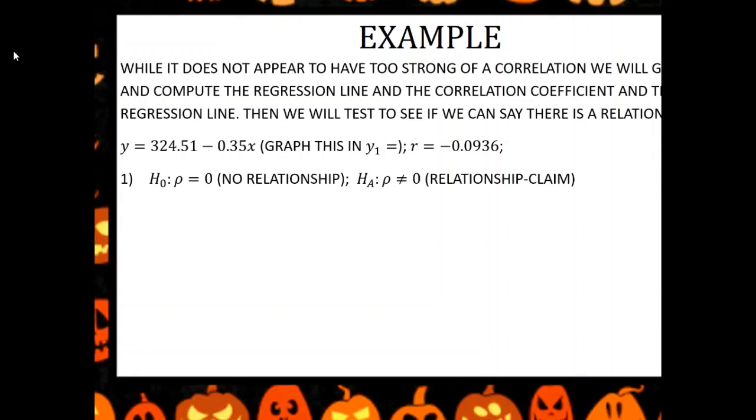So step 2 is to either state significance or the critical value. We'll just do both.